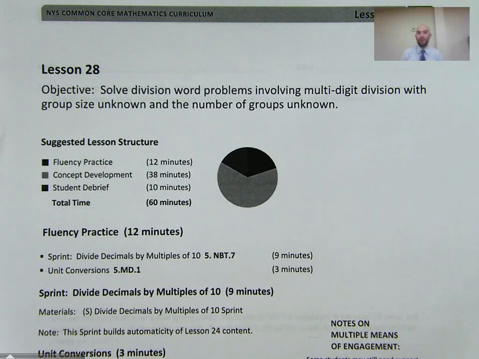This is Grade 5, Module 2, Lesson 28, and our objective today is to solve division word problems involving multi-digit division with group size unknown and the number of groups unknown. So we're going to need to do some division problems without knowing the group size. We're going to need to figure out first what the size of each group is, how many in each group, and we need to figure out how many groups we're going to have.